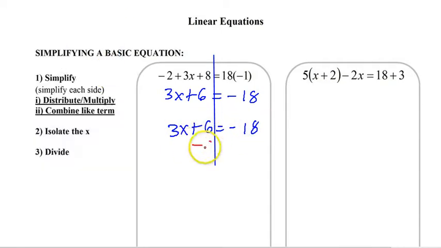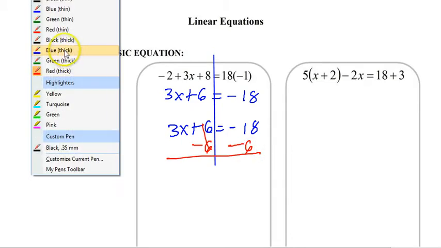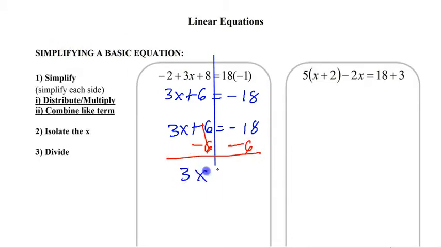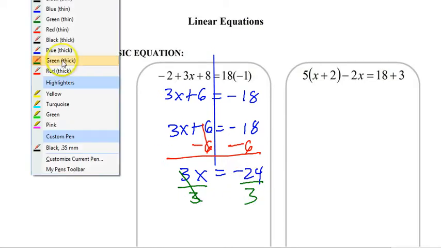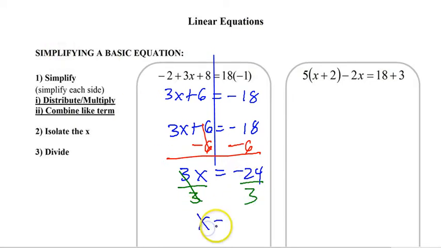So we get rid of the 6, which leaves us with 3x equals negative 24. And then we divide by 3, which leaves us with x equals negative 8. And then that is our answer. If we plug it back in and check it, it should work out. So let's see.